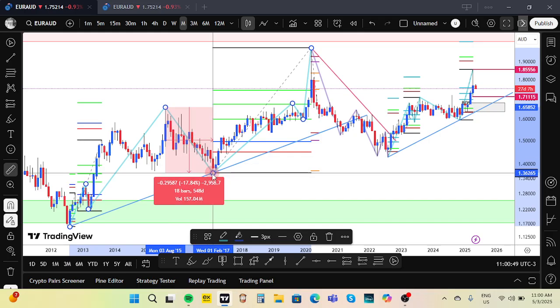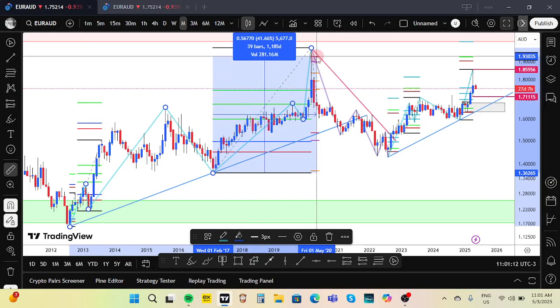Can you see that? 17.84. That is the retracement right there. 17.84. Why was the other one 42? The extension, which can be referred to as the impulse leg, is what? 42.91%. Now let's look at the next extension leg from here to this side.